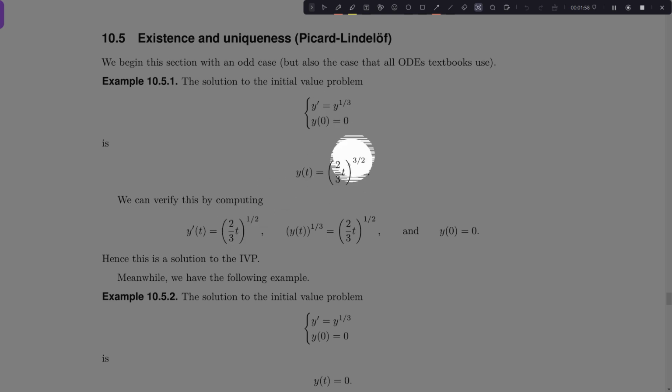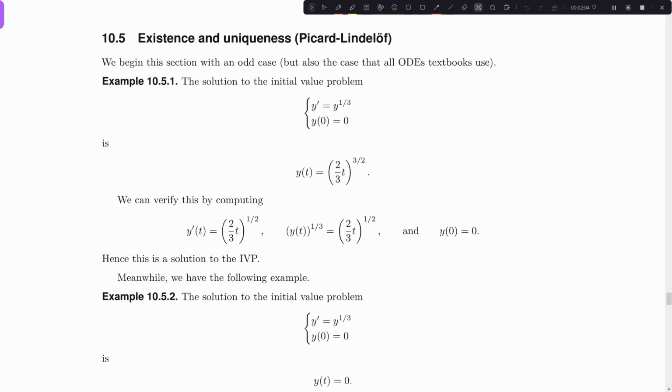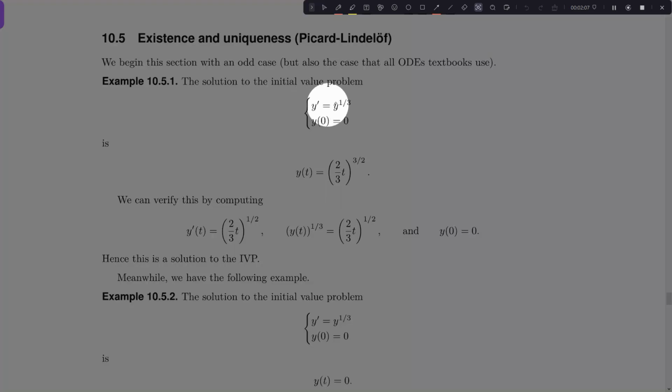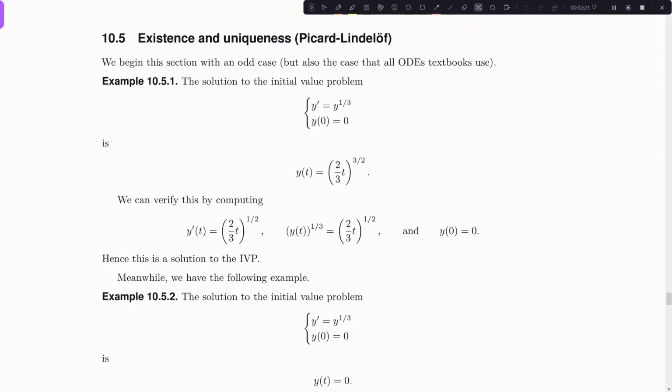Similarly, if I decided to take a cube root of the solution that I claim, I also end up with 2/3 t to the 1/2. So we definitely have that the derivative is equal to the cube root. Let's verify that if I plug t equals 0 in here, I do end up with 0. So indeed, this is a solution to the initial value problem.